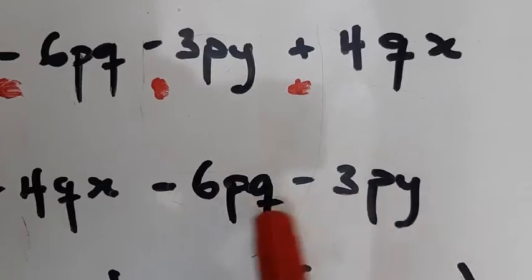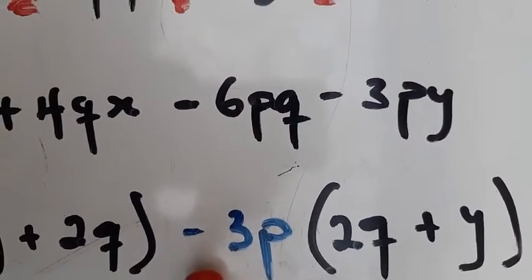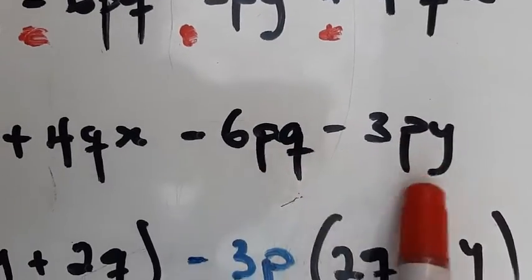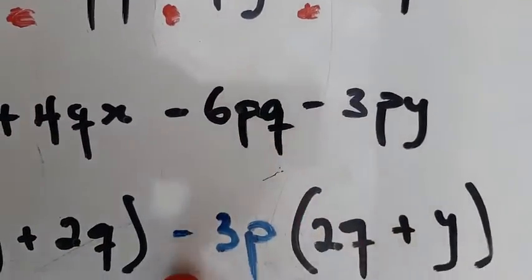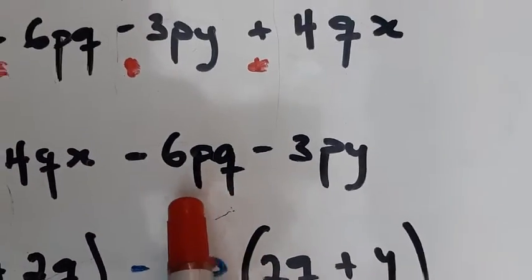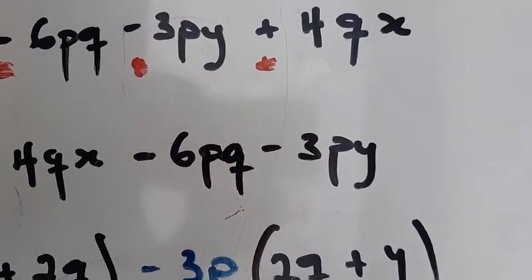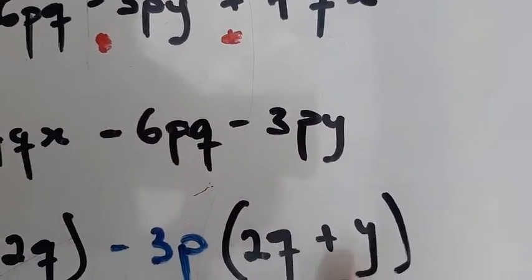What about the second part? With the numbers, you can see that they have a negative 3 in common. There's a p here, there's a p here, so let's bring the p out. When you bring the p out, you are going to have negative 3p here. And then the bracket here will be left with 2q, and here we are also going to be left with y.